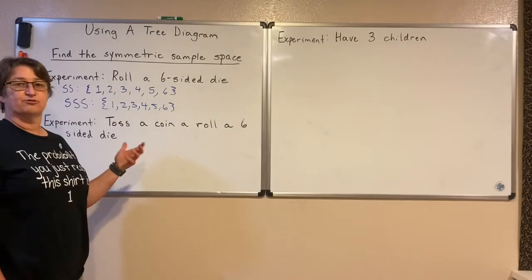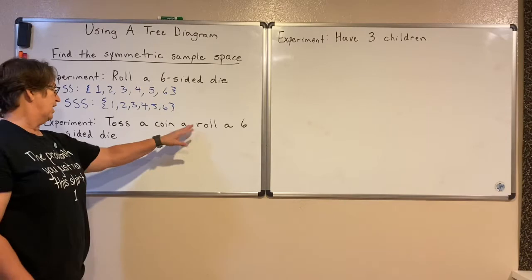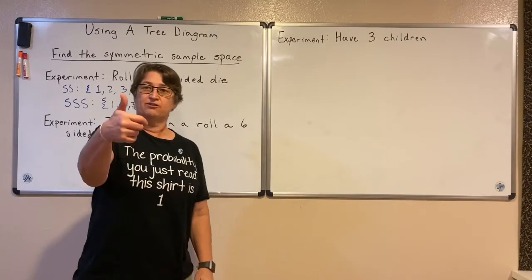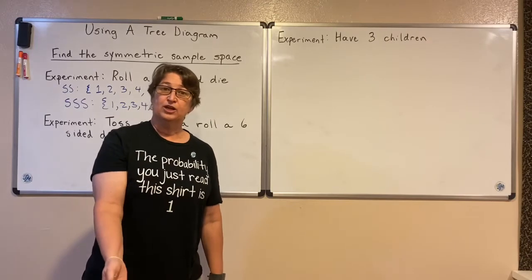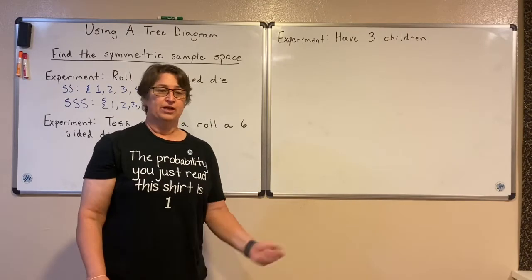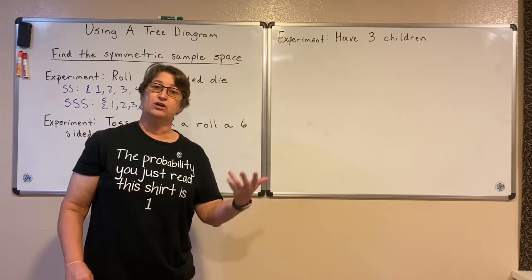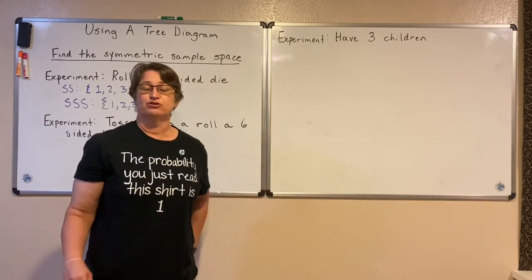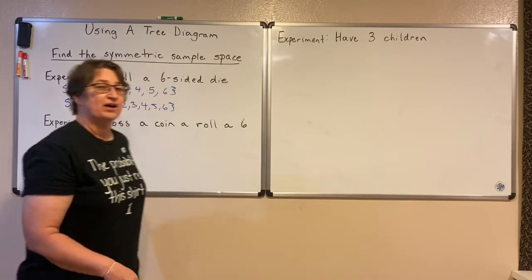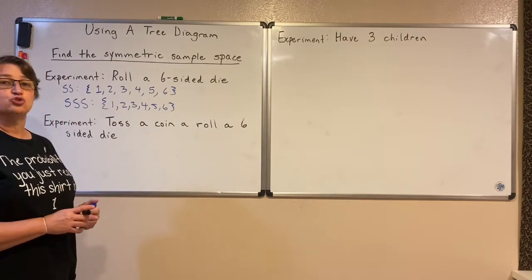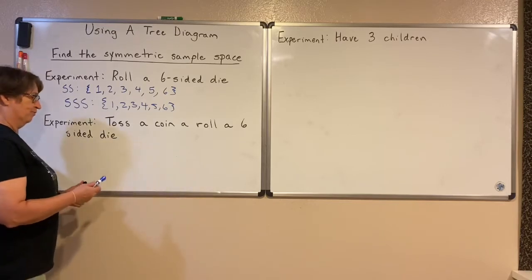Let's look at the experiment of tossing a coin and rolling a six-sided die. In this case, I'm going to toss a coin, and it could land on heads or tails, and then I'm going to roll that six-sided die, where I could get a 1, 2, 3, 4, 5, or 6. So what are the possible outcomes? Well, it might be easier to draw a tree for these two.